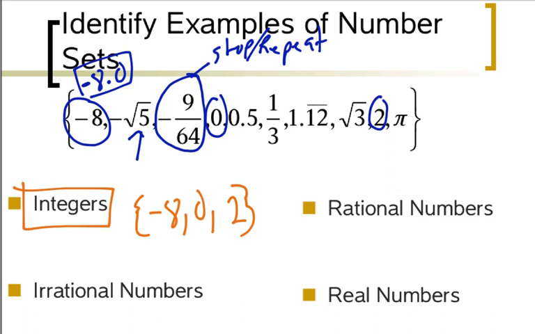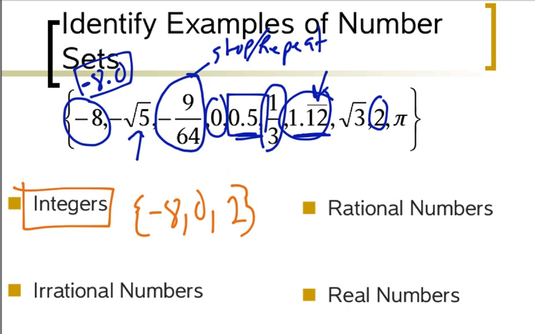Okay? And then we see 0.5 here. It's a decimal that has stopped. 1/3 is represented as a fraction. It's 0.333, and it keeps going forever. Now, this is 1.12. The line over it means that it repeats. So this one's also good. And that's it. There are no more. The other numbers that are left are not rational.